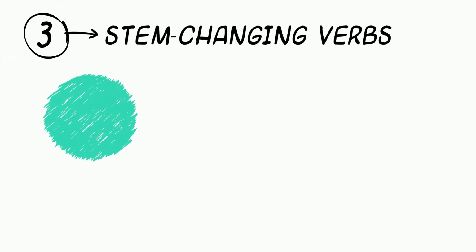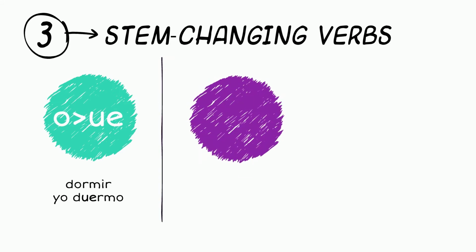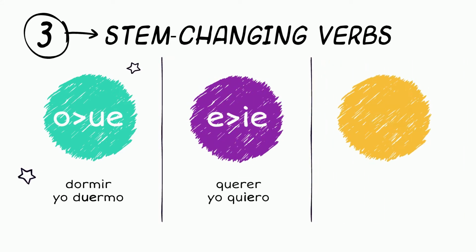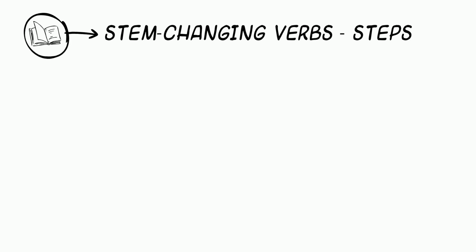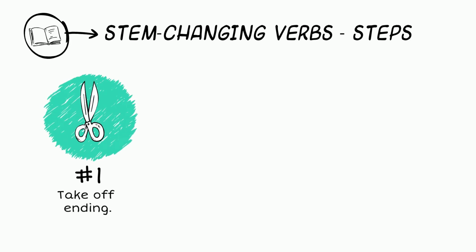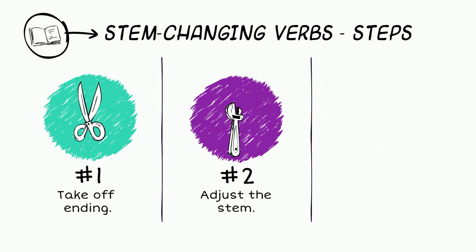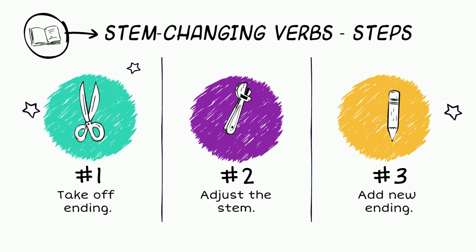For now, we will only be learning one of the 3 stem-changing verb patterns. We will start with the verbs that change from O to UE. There are 3 steps to conjugating a stem-changing verb. Step 1. Drop the ending. Step 2. Adjust the stem. Step 3. Add the ending that corresponds to the subject.